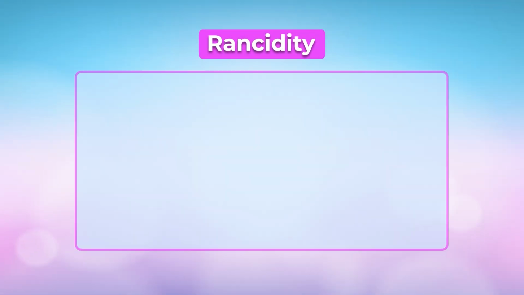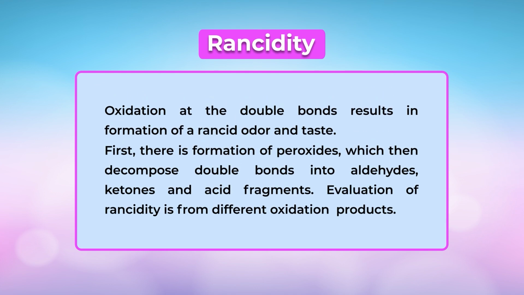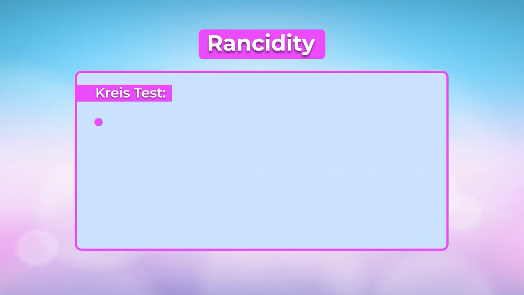What is rancidity? When food based on oil and fat is left for longer, oxidation takes place. As we already know, there are double bonds in oils and fats, and they will get oxidized. There will be a formation of peroxide. That peroxide will oxidize the double bond, and it will give a bad or different odor which is not desirable. By rancidity, we can make out whether the food is going to be spoiled or not, whether it is okay or not. How do we do this? We do it by the Kreis test.